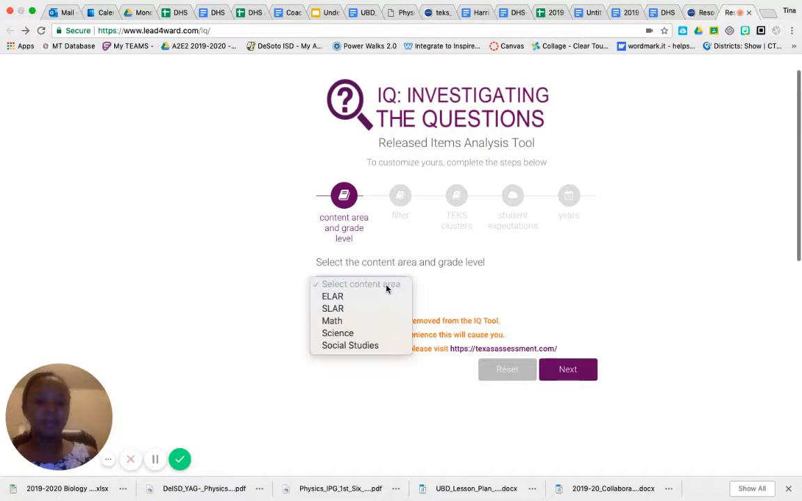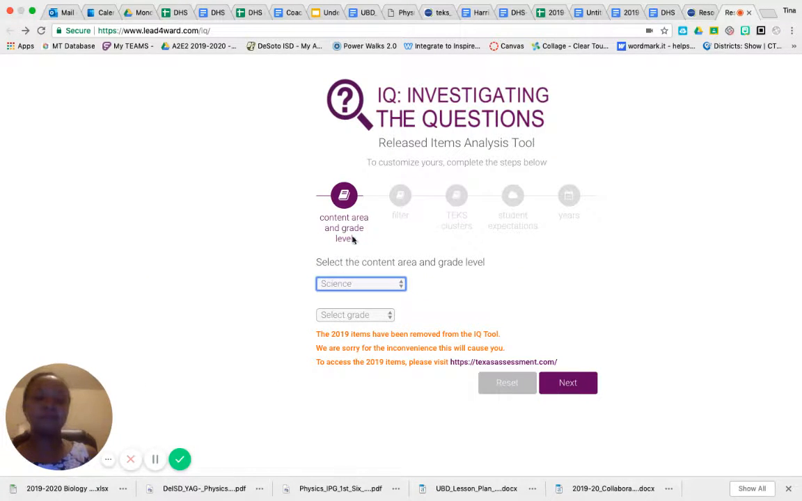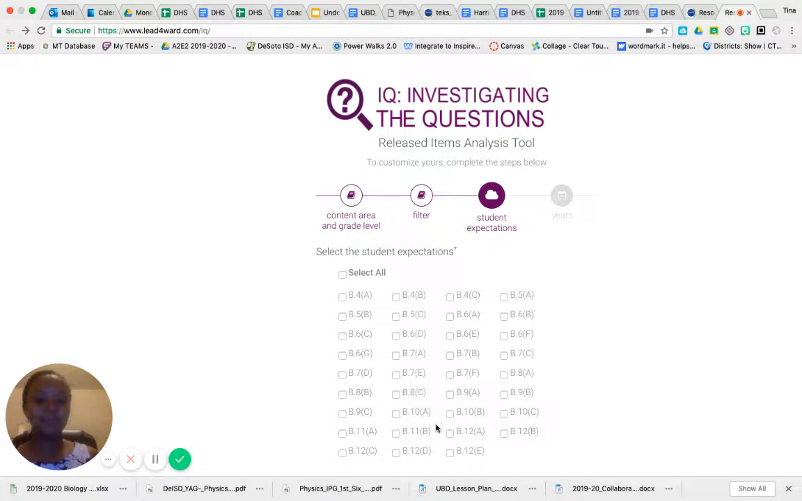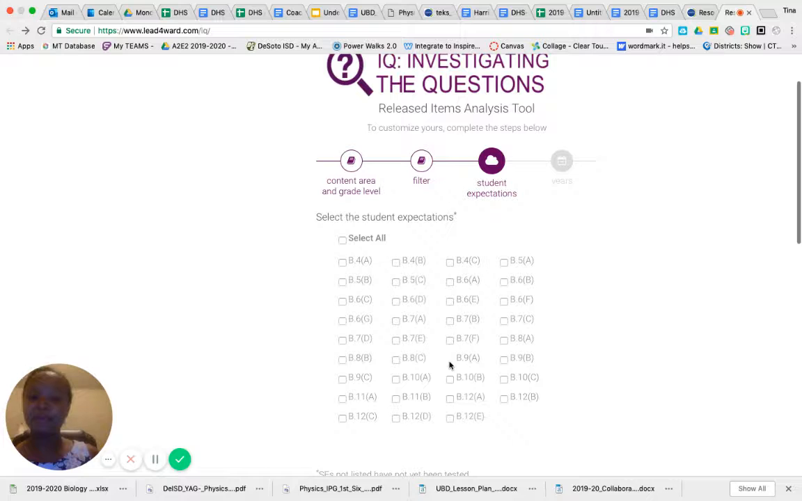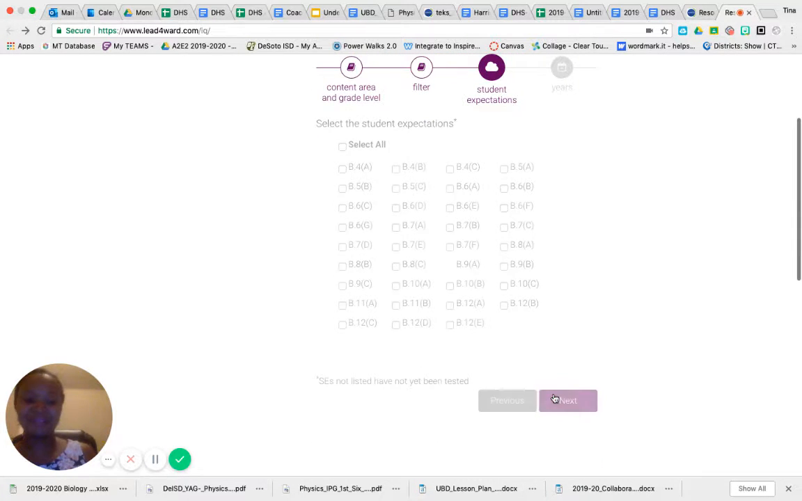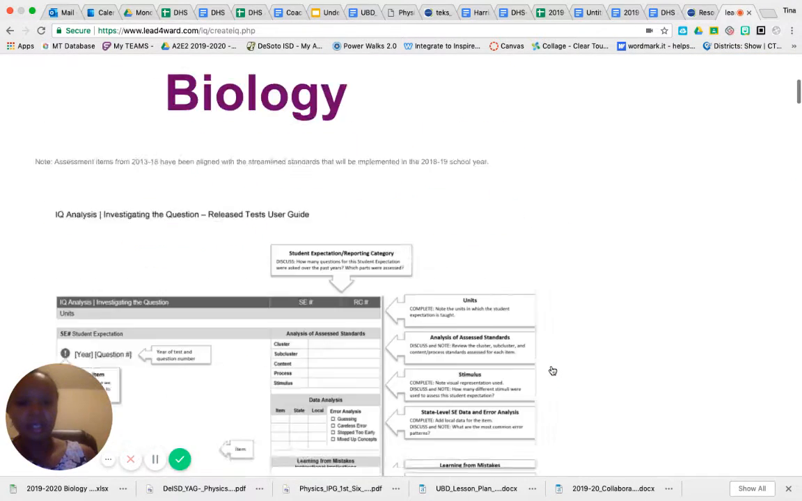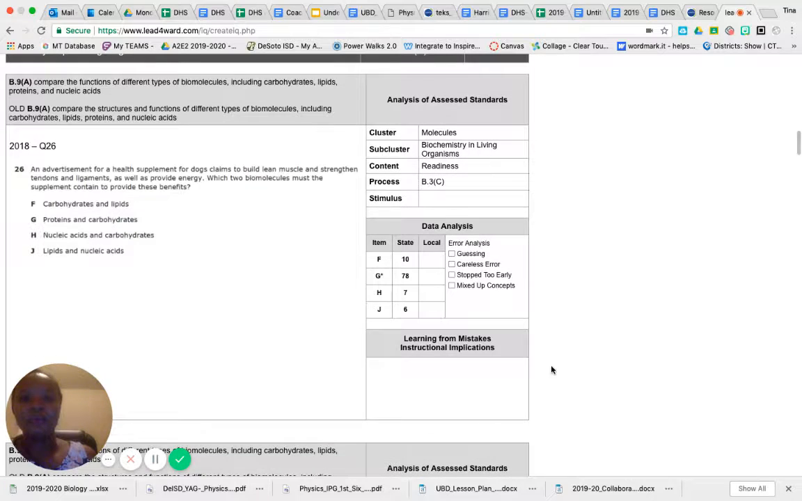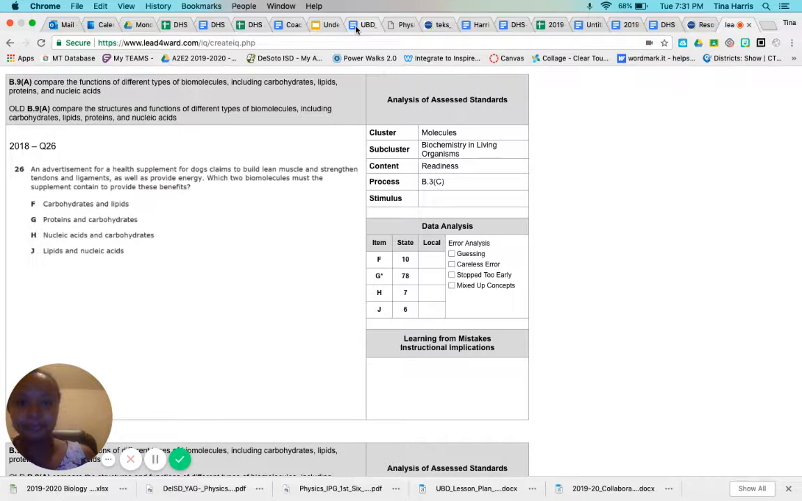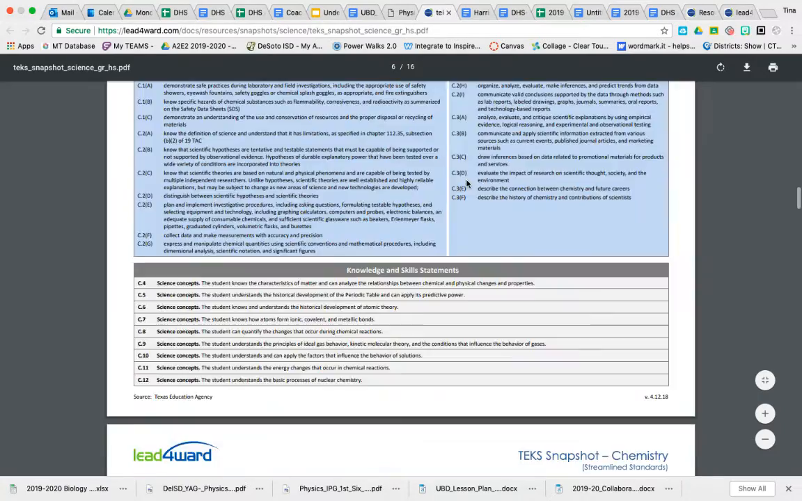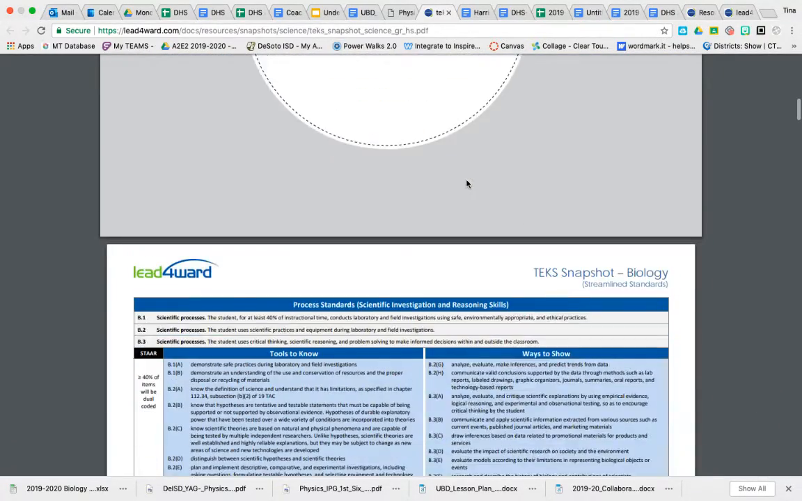I don't know if Lead Forward is behind on it. They did reconfigure their website, so I think maybe some of the stuff is not updated. So sorry about that. I shouldn't have just randomly chosen something. I looked at 9A, so I'm going to choose 9A because I know there's something there. I've looked at that recently. So now let me pull up the snapshot. I want to look at what 9A actually says.